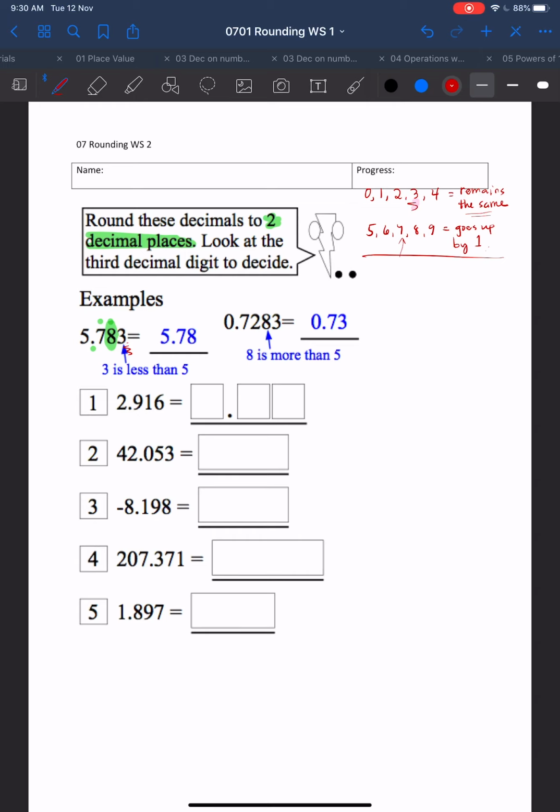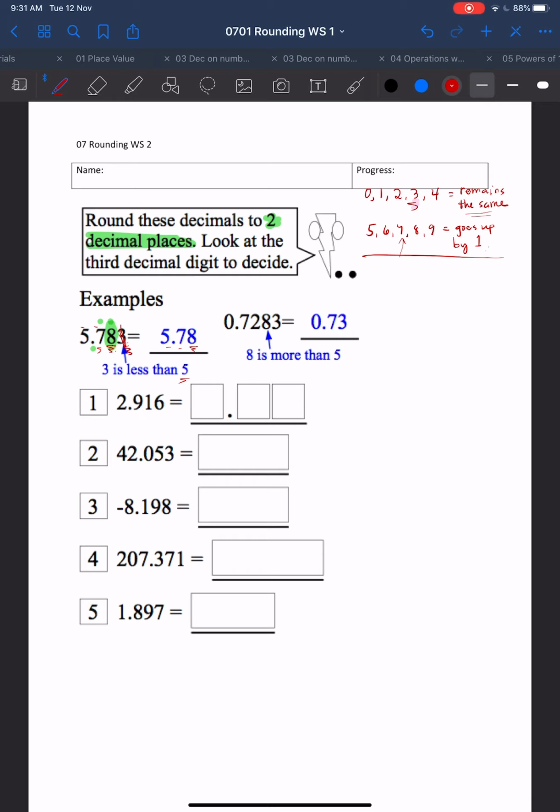So we go over here, 3. That means 8 remains the same, because 0, 1, 2, 3, 4 is less than 5. So 8 remains the same. Everything after 8, like 3, becomes a 0, disappears. And everything before the 8, 7 and 5, remains the same. Okay? So, let's try this one.